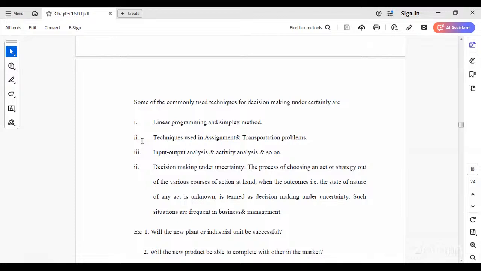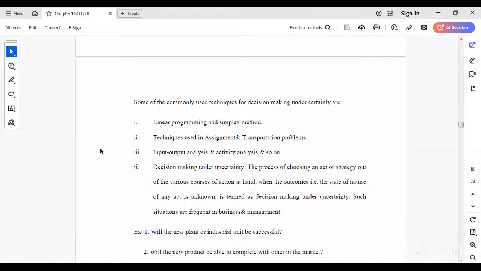Then, techniques used in assignment and transportation problems. What techniques are we using in assignment and transportation problems? See, any assignment is given. How far we are going to complete that assignment within the stipulated time is important. Then transportation is also one of the important problems. To carry the goods, how well we give the service is important here. In addition to service, how much profit you get in return is also important. These types of problems we deal with in a transportation problem.